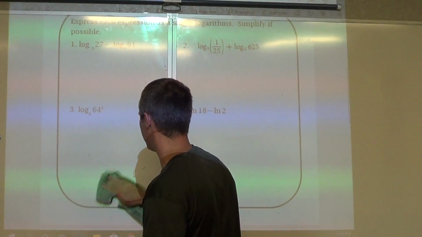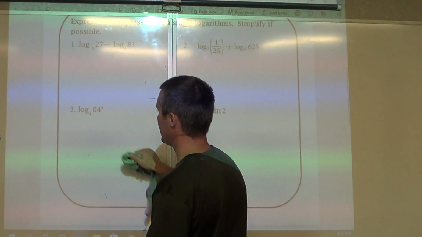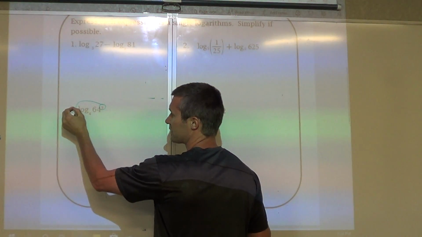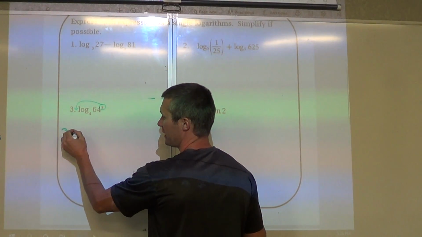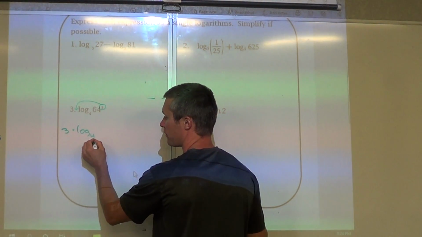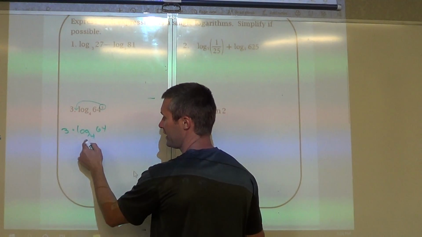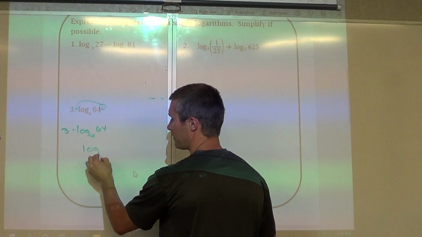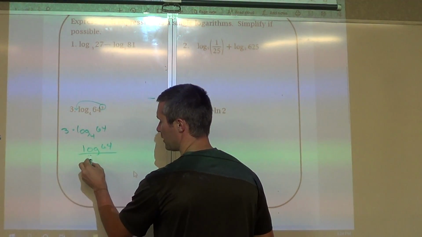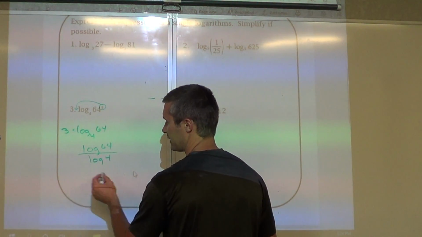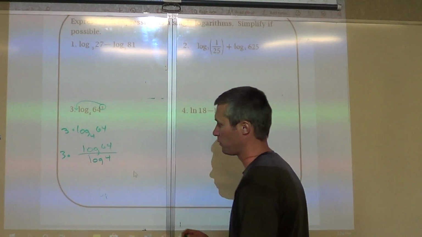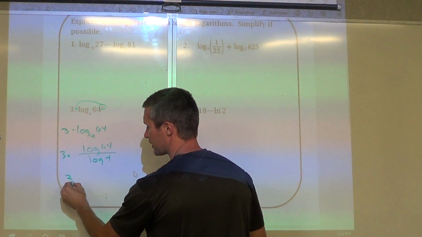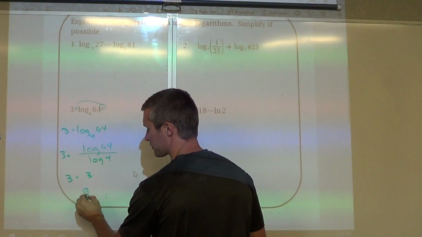If we go to this one, what it's saying is if I have an exponent, I can rewrite this in front. So I could say that's 3 times log base 4 of 64. Well, anytime I have log base 4 of a number, remember I can use the change of base: log 64 over log 4. We're still going to multiply. Well, log 64 over log 4 is equal to 3. So that's 3 times 3, which equals 9.